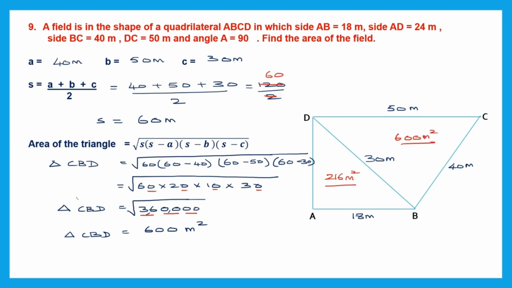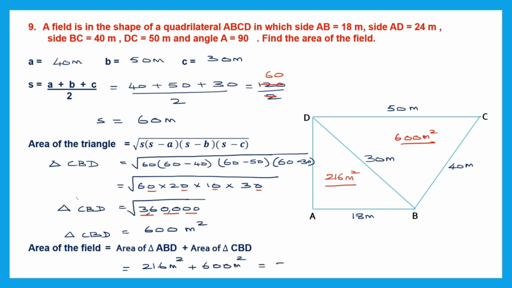So now can you see we have found the area of this triangle and the area of this triangle. If we add this up, we will get the area of this figure. So let's add that up. Area of the field. So area of the field is area of triangle ABD plus area of triangle CBD. So let's add it up and see what we get. So ABD is 216 meters square, and then we have to add the next one, that is 600 meters square. Together when you add up both, you get 816 meters square, and this gives us the area of the field, and this is 816 meters square.